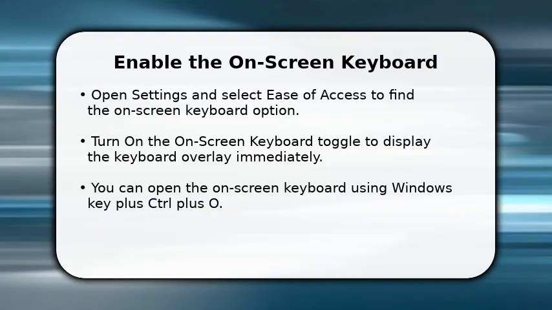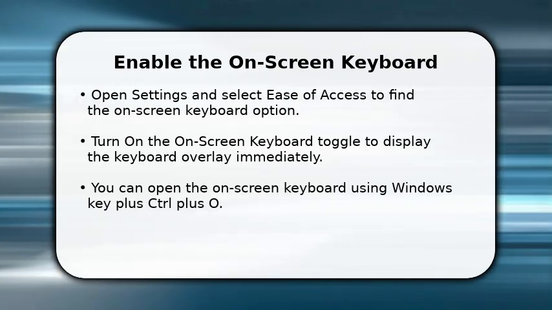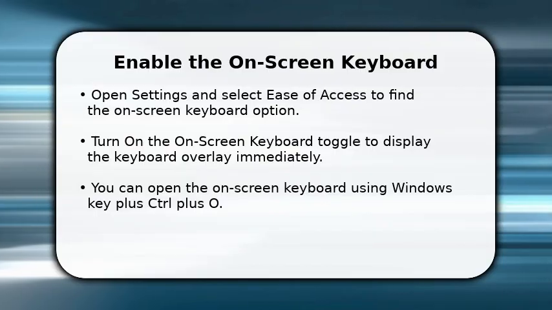Enjoy the video. Open Settings and select Ease of Access to find keyboard options quickly. Choose Keyboard from the left menu to see accessibility toggles. Turn on the on-screen keyboard toggle to display the keyboard overlay immediately.